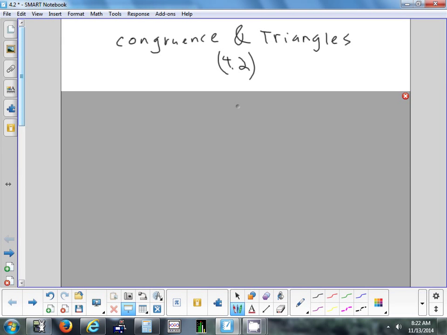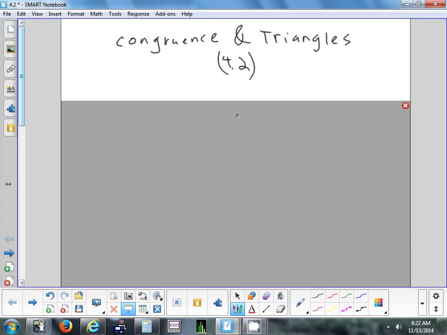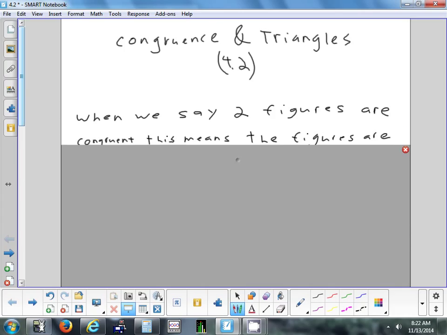Right, so today we're going to finish up our material for the week with section 4.2, which is on congruence and triangles. Okay, what does it mean, or what do you think it means if we say two figures are congruent? Specifically, if we're going to talk about triangles, what do you think that means if we say two triangles are congruent? Yep. That all their sides are the same?